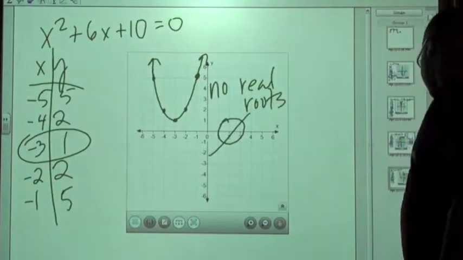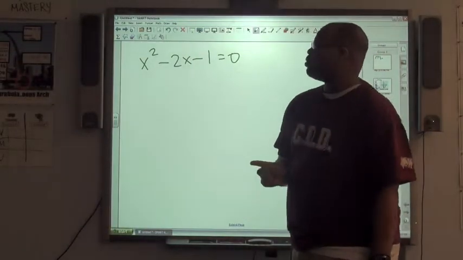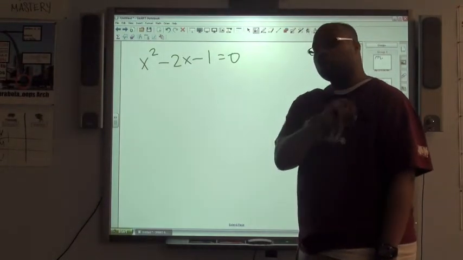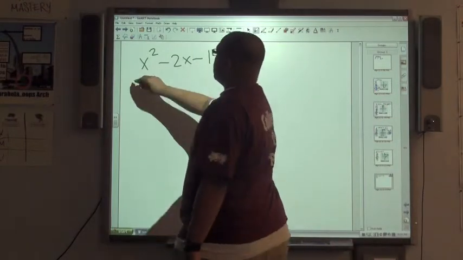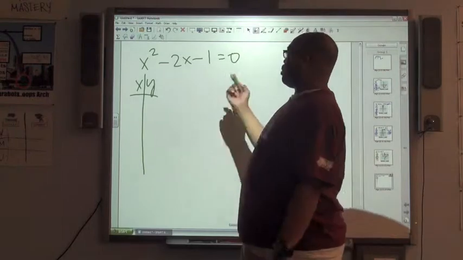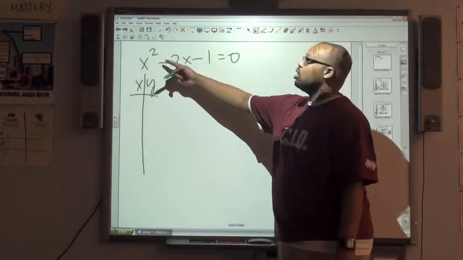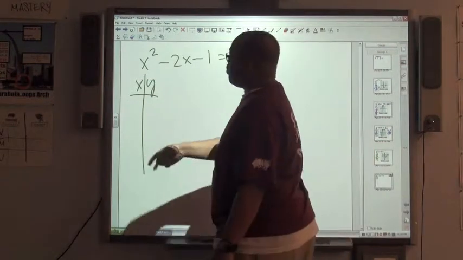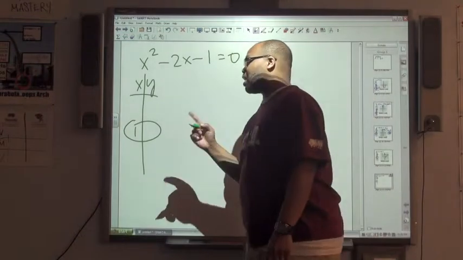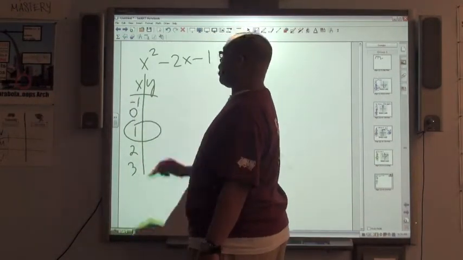Let's do another one. We're going to do one where you're graphing and your answers, or your roots or your solutions or your zeros, aren't going to be integers. Let's create our XY table again. And I'm going to save you some work. Find the axis of symmetry. It's going to be the opposite of B. That's 2 divided by 2 times 1, which is 1. Then I'm going to find two numbers higher than 1, 2 and 3, and two numbers lower, 0 and -1.